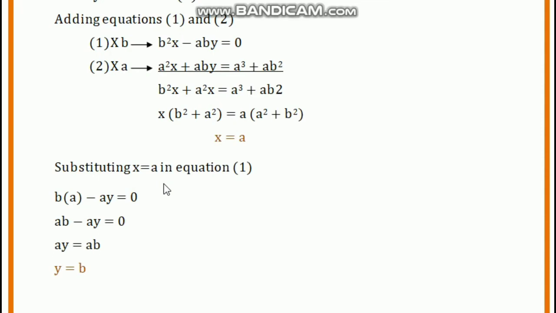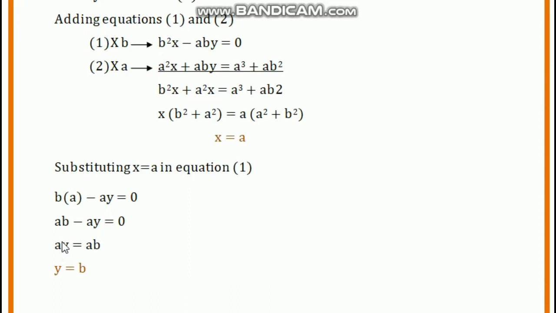Substitute x is equal to a in equation 1. So we know that what is equation 1? Bx minus ay equal to 0. So substitute a. So ab minus ay equal to 0. So ab transpose to right hand side, or minus ay transpose to right hand side, if we transpose to right hand side, plus ay. So we get ay equal to ab.